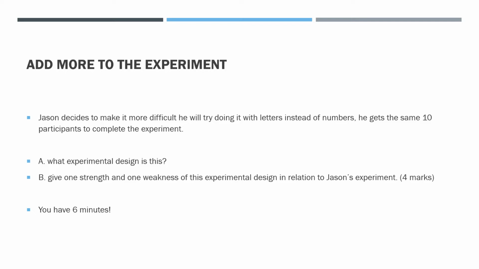Two questions for you. A, what experimental design is this and how do you know? And B, give 1 strength and 1 weakness of this experimental design in relation to Jason's experiment. Now it's only a 4-mark question, so you don't need to do full PEEL paragraphs, but you will need to explain in relation to the experiment, so make sure you're mentioning Jason's experiment all the way through. So pause it, time yourself 6-7 minutes.